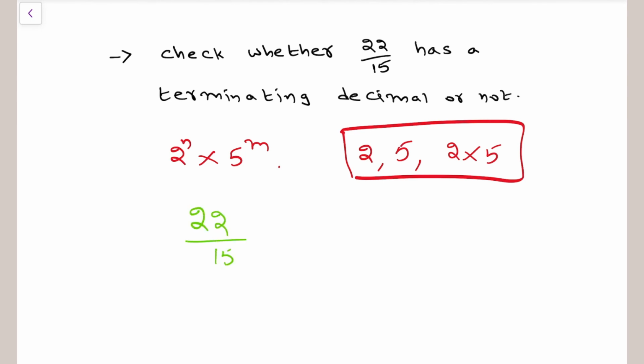So 22 by 15 can be written with denominator 5 threes. As I said, in the denominator only 2, or only 5, or both 2 and 5 should be there. No other numbers. Here 5 is there, very good. But besides 5, another number 3 is also there, which is not at all acceptable for us. So the denominator is not in the form of 2 power n into 5 power m. So 22 by 15 has a non-terminating repeating type of decimal.